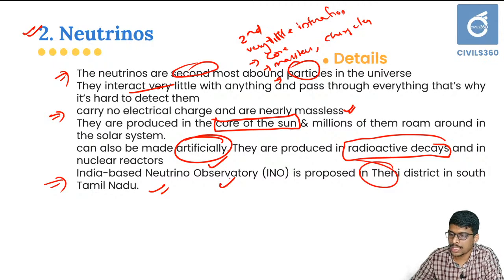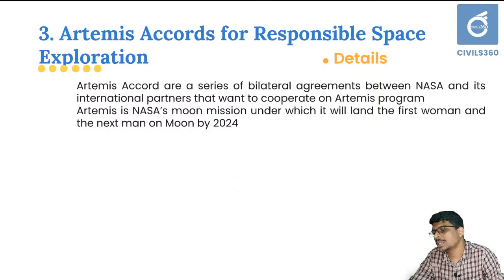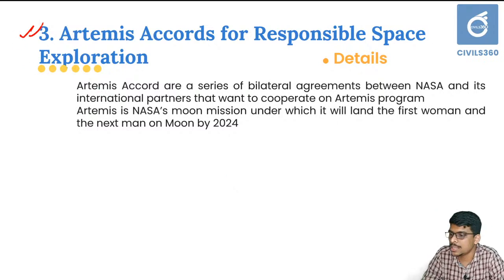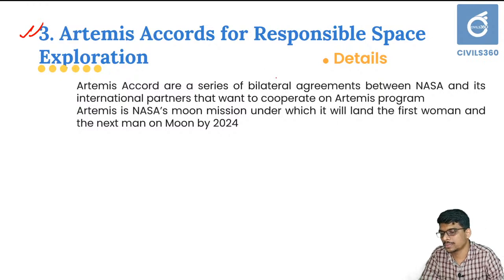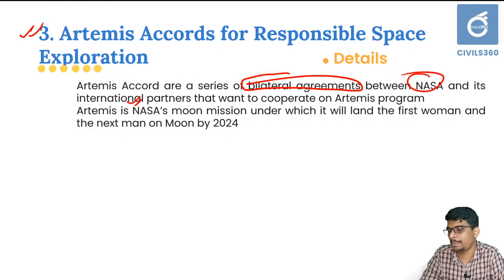Okay, that is the second topic. The third one is Artemis Accords for responsible space exploration, so just understand the Accords. There can be a question similar to this: what do you mean by Artemis Accords, or what is the objective of Artemis Accords? The Artemis Accords are a bilateral agreement between NASA and international partners that want to cooperate on this program.